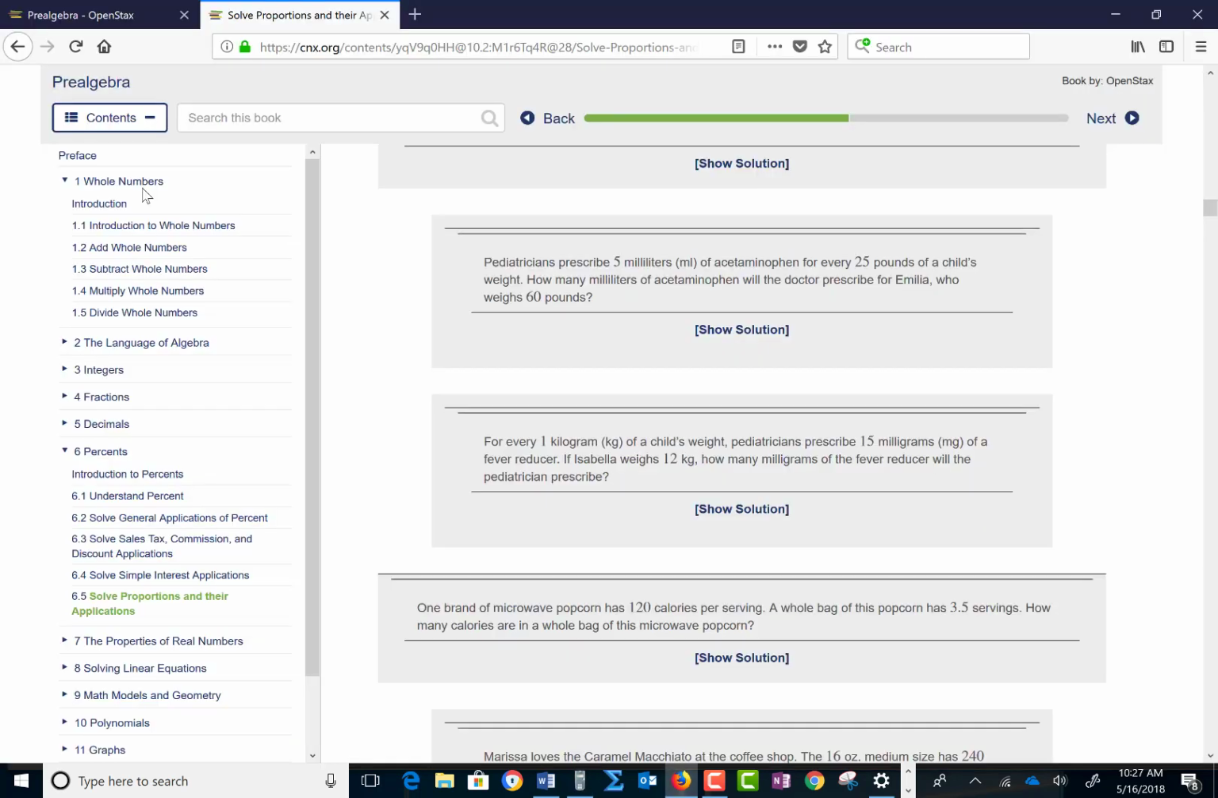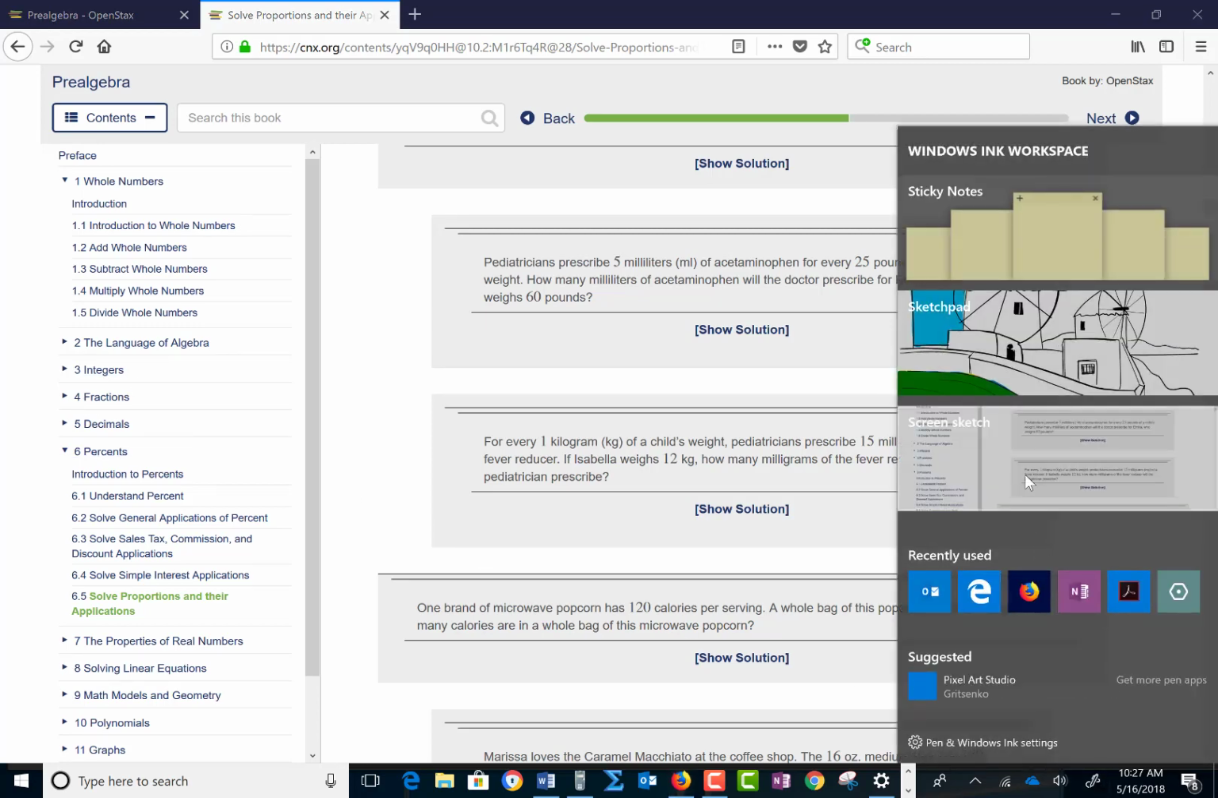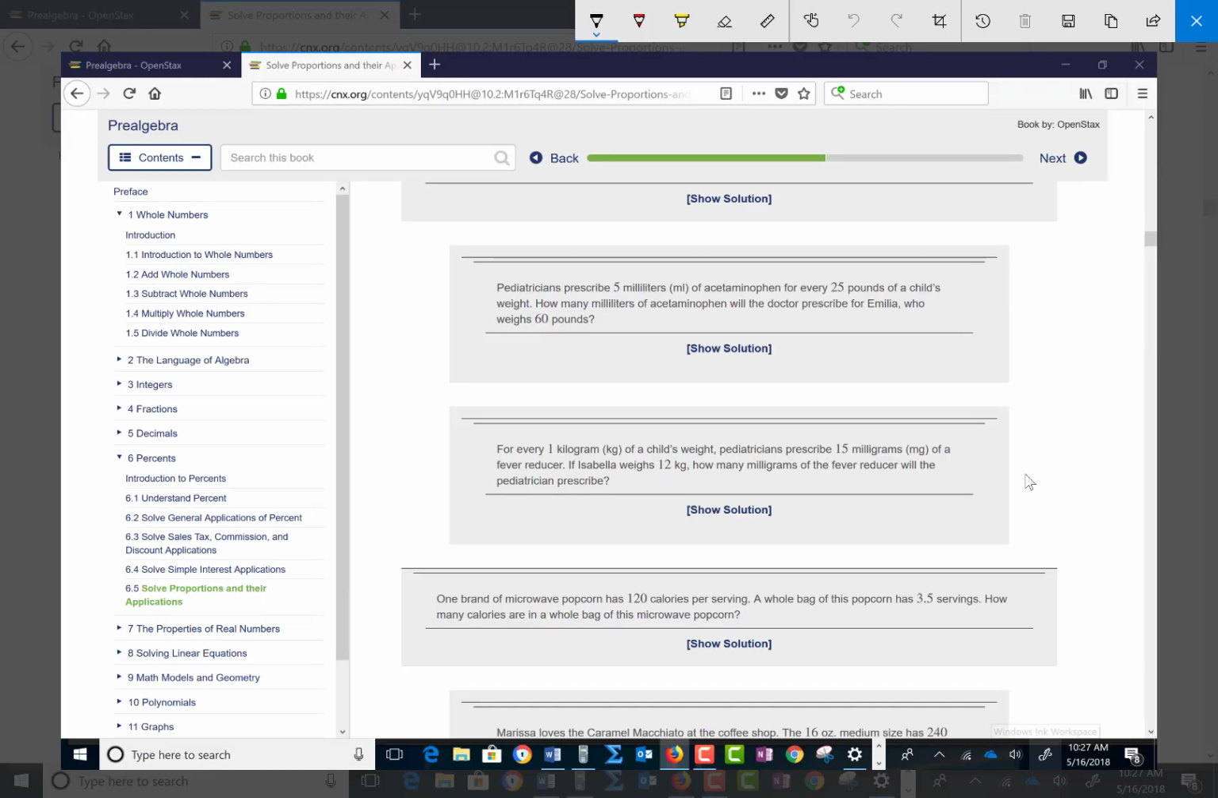Now, going into applications for the proportions, the trick here is just to make sure that you are keeping things consistent. So let's take a look at this one. It says pediatricians prescribe 5 milliliters of acetaminophen for every 25 pounds of a child's weight. How many milliliters will the doctor prescribe for Amelia, who weighs 60 pounds?